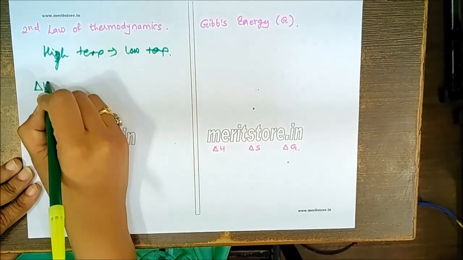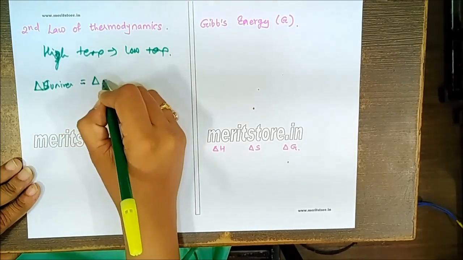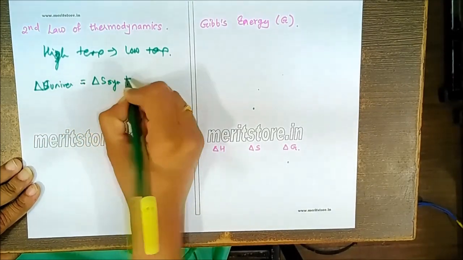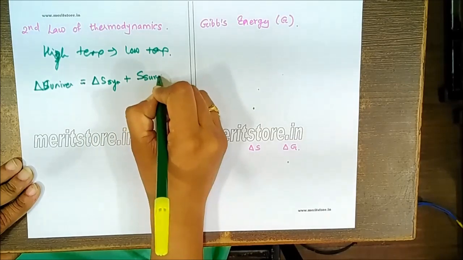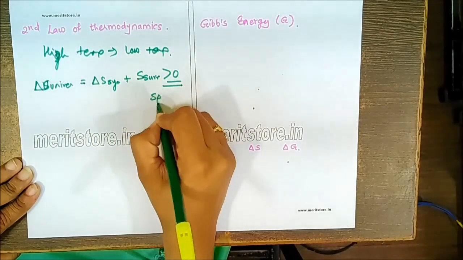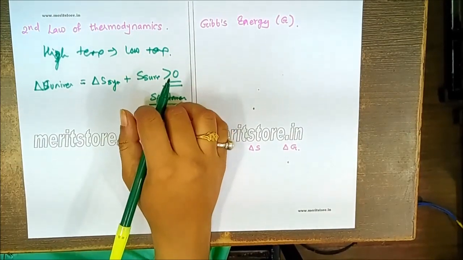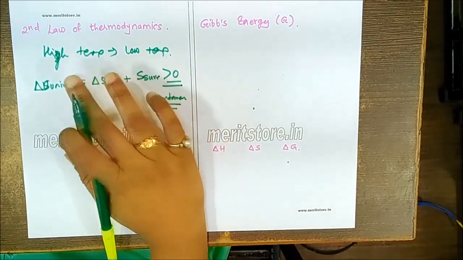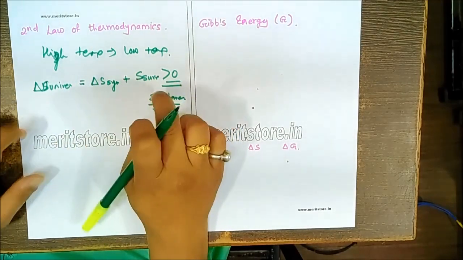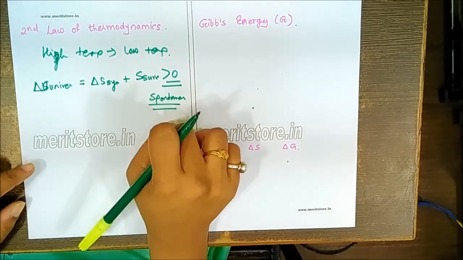So delta S for the universe is equal to delta S of the system plus delta S of the surroundings. If this is greater than 0, if it is positive, then this reaction is said to be spontaneous. So we have a rule to identify the spontaneity of a system when the delta S total, that is system plus surroundings, is positive: the reaction is spontaneous in nature.